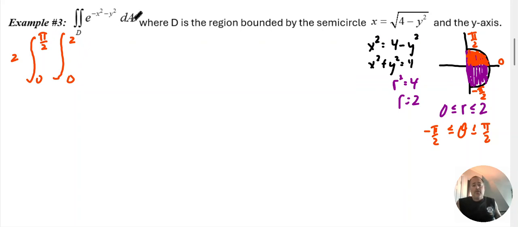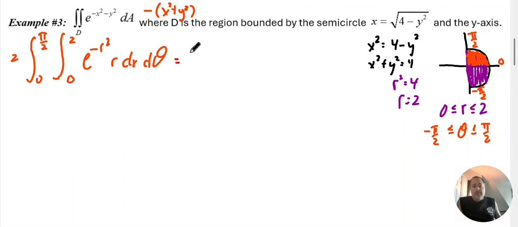So just like before, we have seen this many times that if I have e to the negative x squared, and I pull out the negative, I am left with, again, x squared plus y squared, but the negative of that. So this is going to be negative r squared, and then we're going to have our r dr d theta. So this is our setup that we're going to be using for this problem.